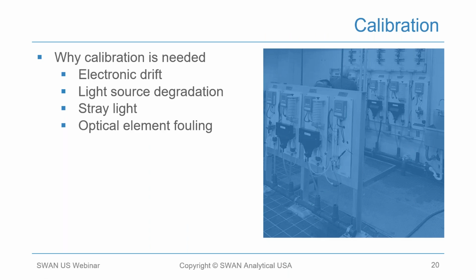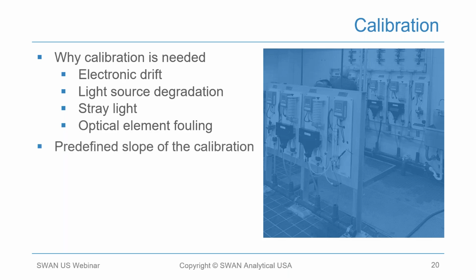You should only need to calibrate an instrument when there is electronic drift, when there is light source degradation, when there's stray light that's causing a problem with the reading. The most significant drift results from minute contaminants fouling the optical elements, for example, iron and manganese.